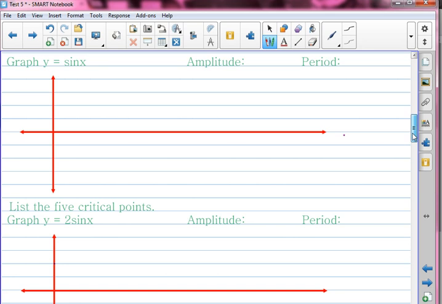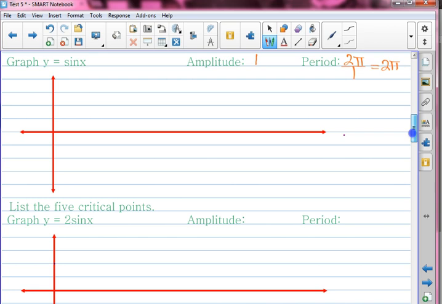All right, so graph y equals sine x. The amplitude is the number written in front of the word sine. There's not a number written, so it's understood to be 1. The period is 2 pi divided by the number written in front of the x. There's not one, so it's understood to be 1. So your period's 2 pi.